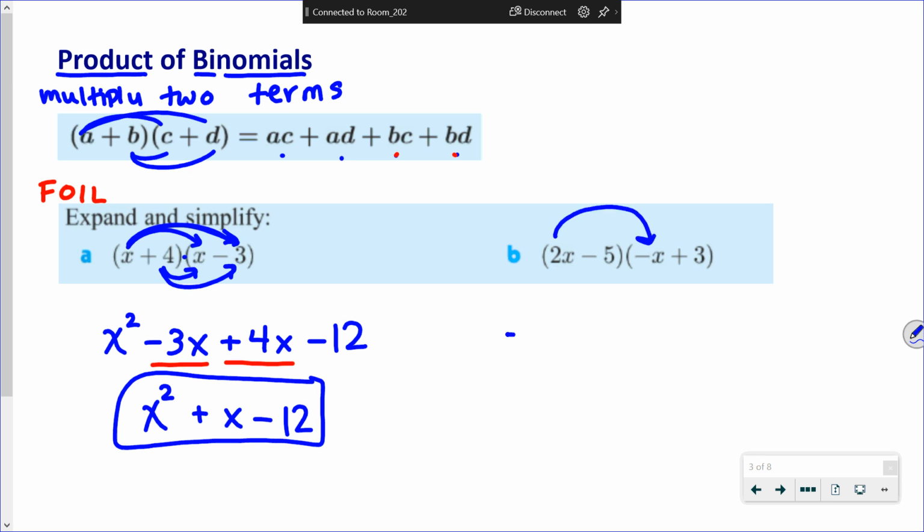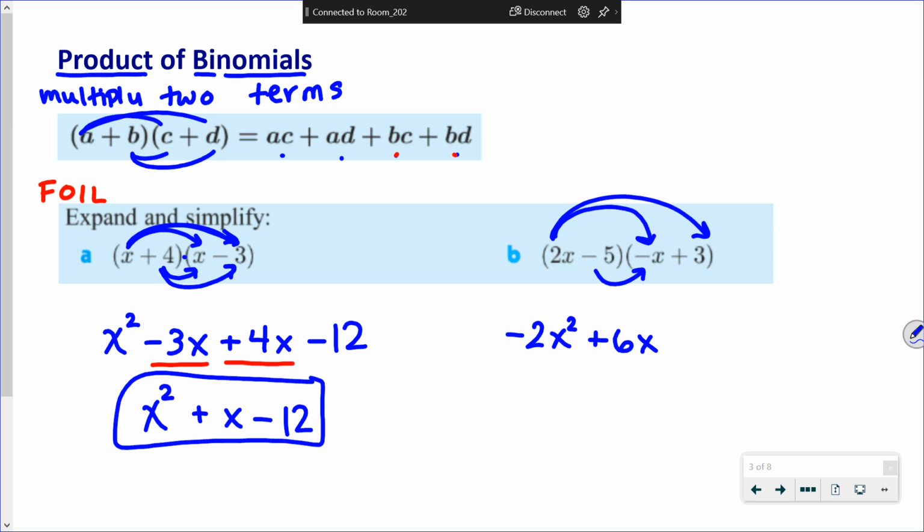Try another example over here. 2x times negative x would be negative 2x squared. We've got 2x times 3 is positive 6x. So I've taken the 2x, I've distributed it to the other parentheses. Now I have to distribute this negative 5. Trickier only because we're dealing with more numbers and more negatives.